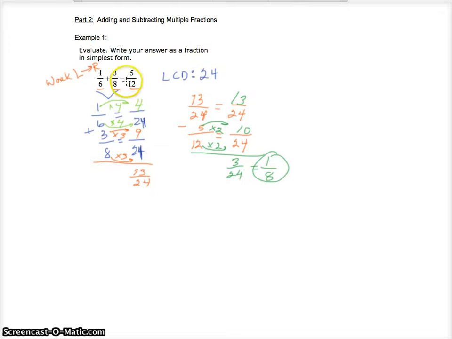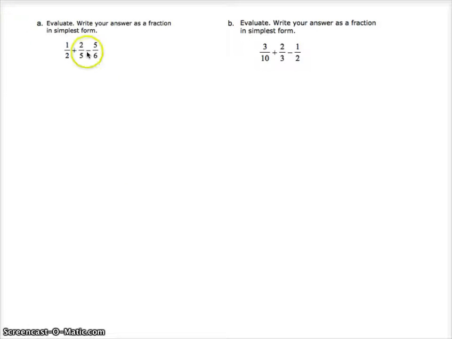So we have to find the common denominator for all terms and then set up two problems. Part 1, part 2. We'll label them. This was part 1, and this was part 2. Alright, let's go look at a couple more examples. Alright, two more examples here.